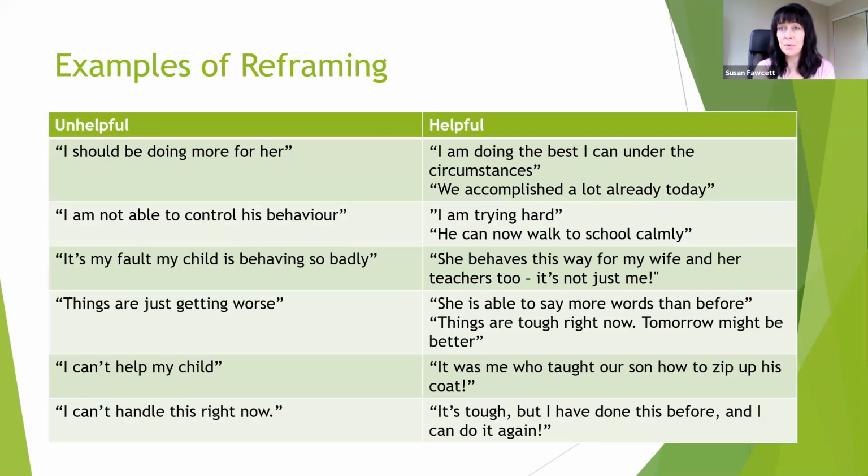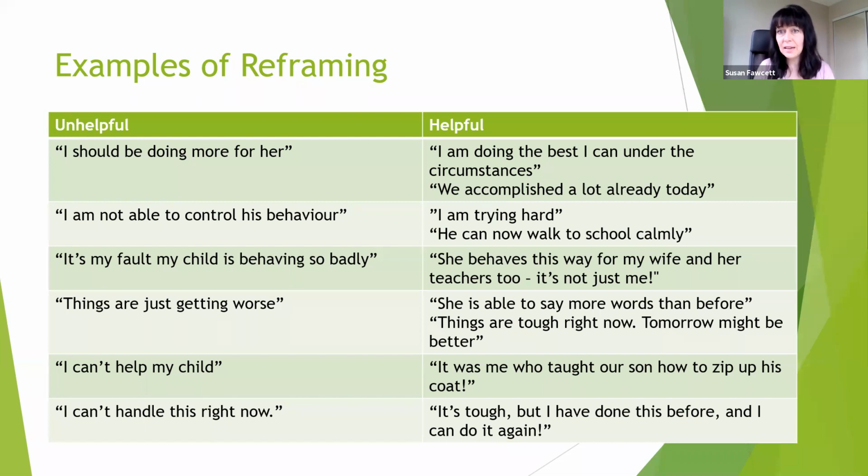Here are some specific examples of the ones we covered before that are really common for a lot of parents. This idea of "I should be doing more for her," which is really common: remind yourself, "I'm doing the best I can under the circumstances," or "We accomplished a lot already today." And that's actually a really powerful one: always remind yourself, when you say something like "I can't handle this right now" or "I can't help my child," of a time when you actually did, because those kinds of overgeneralization thoughts are likely not true a lot of the time. So find some evidence against it and remind yourself, "I actually did do this before, so I can get through it again. Yeah, it might be a little bit tricky, but I can get through it again."